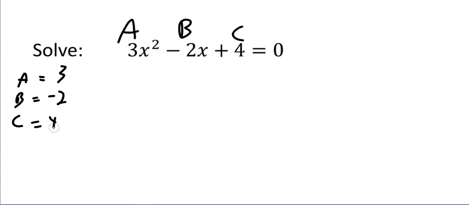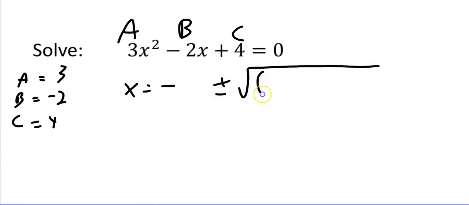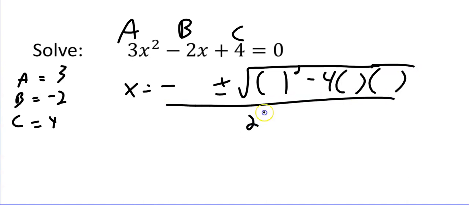And c is 4. Now, since there are negatives in this formula, I suggest you write out the formula first without any letters. So x equals the opposite of b plus or minus the square root of b squared minus 4ac all over 2a. I did not mean to write the a. All right? And then fill in your numbers.